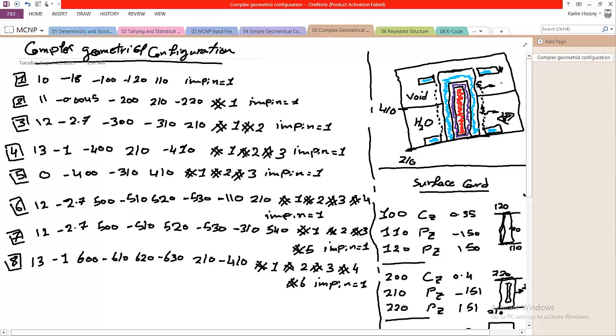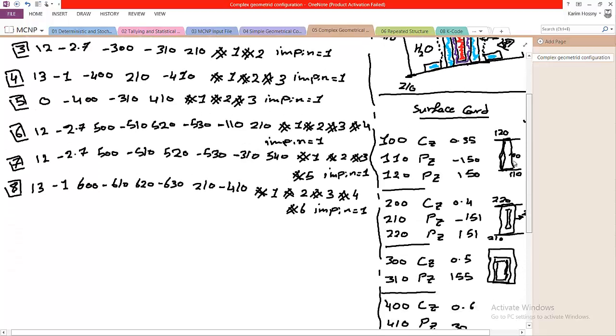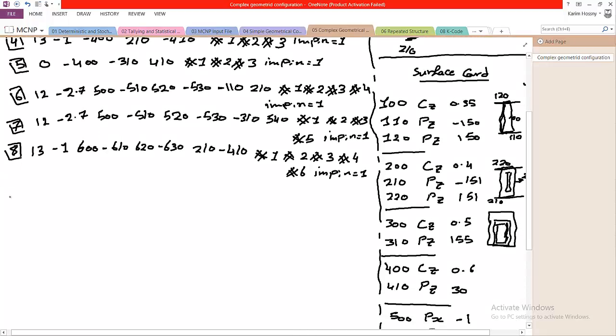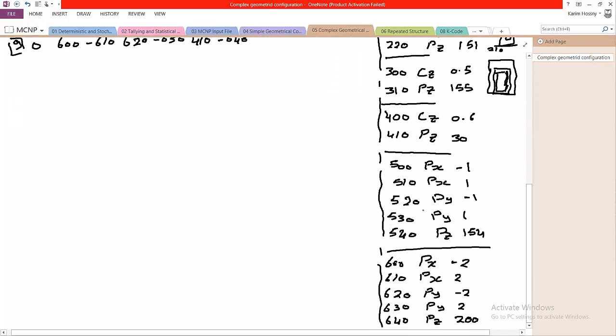We have here cell 9. For cell 9, this consists of what? There's no density. Say 600, negative 610, 620, negative 630. In the positive direction of 410 and in the negative direction of 640. Here's 640.